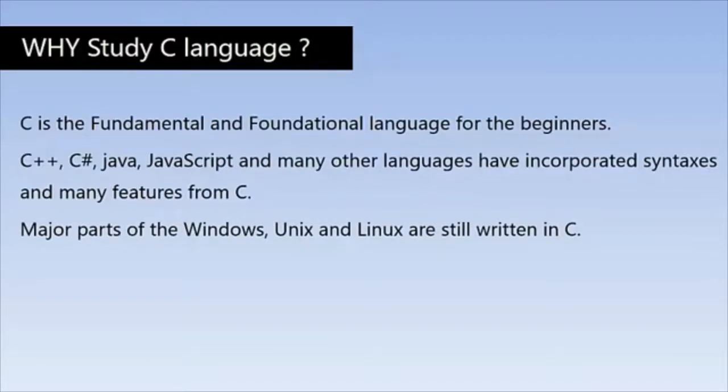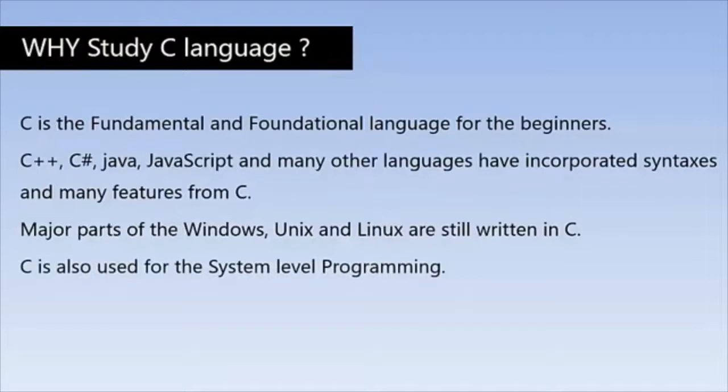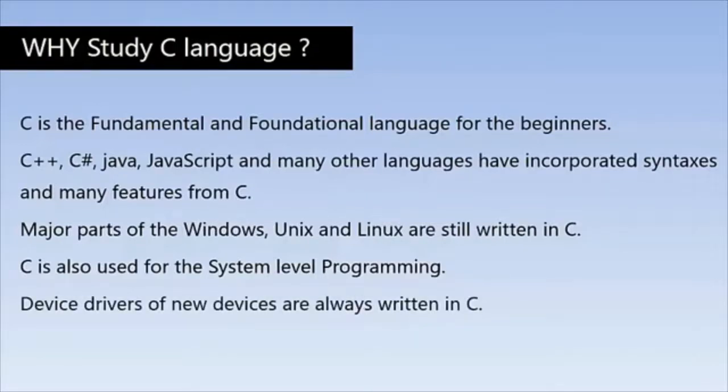Major parts of Windows, Unix and Linux are still written in C. That means C is also used for system level programming. Most programs in the operating system are still written in C because C has many features, like functions that operate on bits, so we can perform bit level operations. That is why it is very useful for system level programming. C is also used for system level programming, which means we can manipulate the bits. Device drivers of new devices are always written in C language.